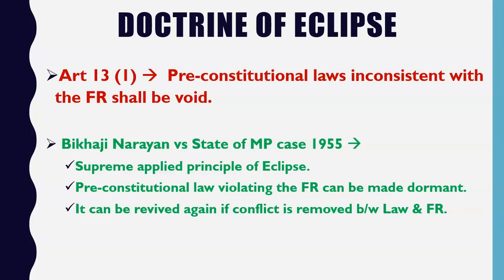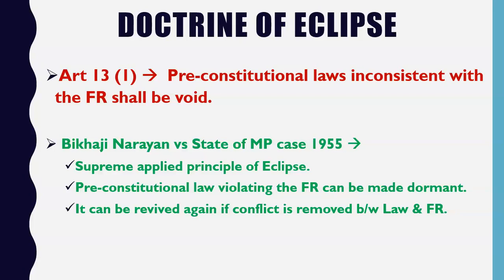So what is the principle or doctrine of eclipse? The doctrine of eclipse says that any pre-constitutional law which violates one or more fundamental rights will not be declared dead, it will not be killed. So what will the Supreme Court do with that law? The Supreme Court will make that law dormant, which means that law will sleep, that law will not work but it will remain in existence.